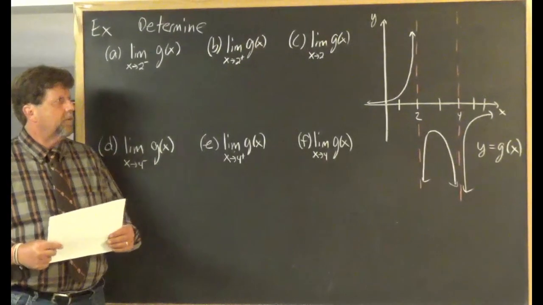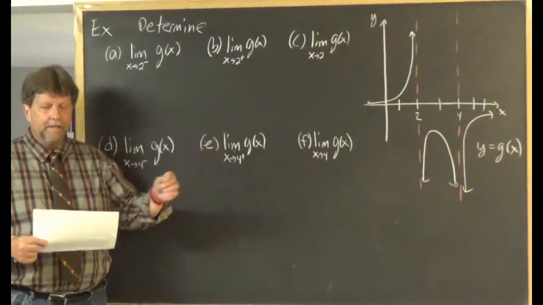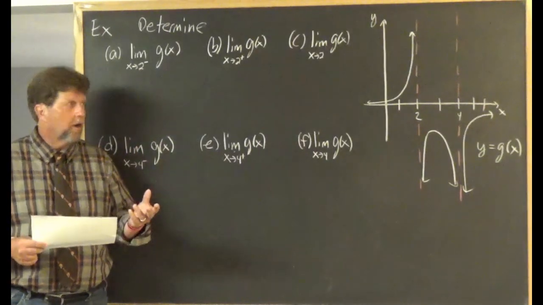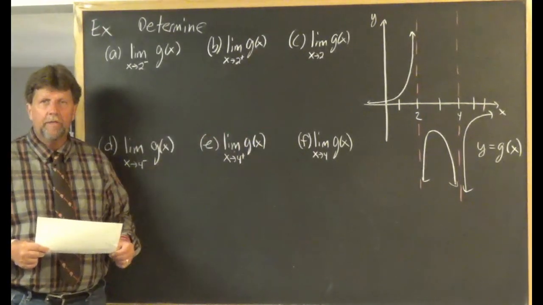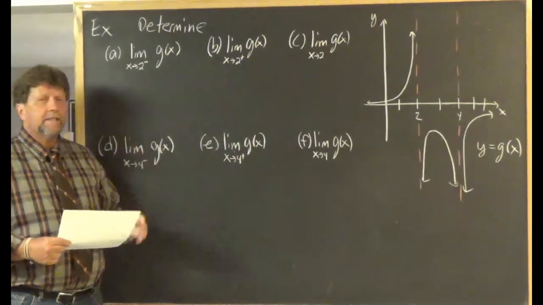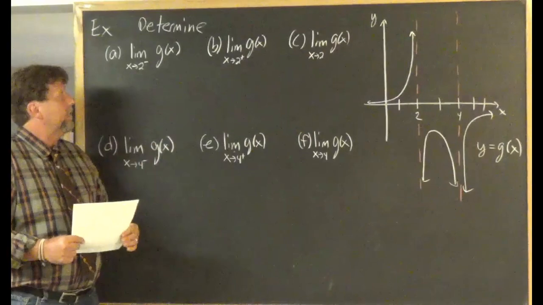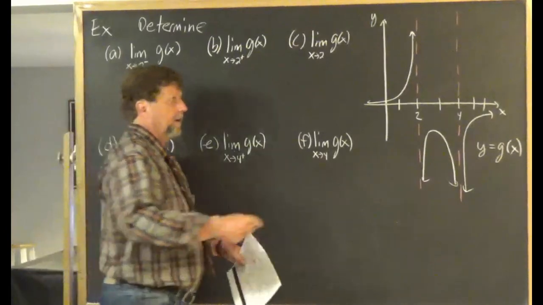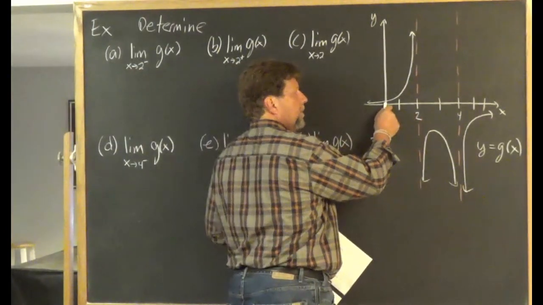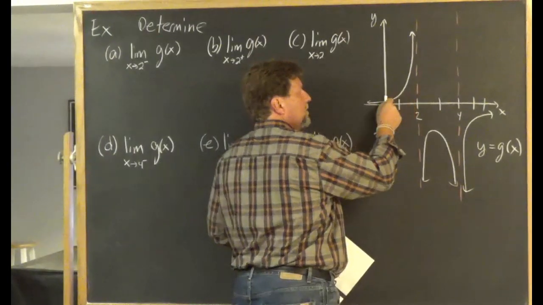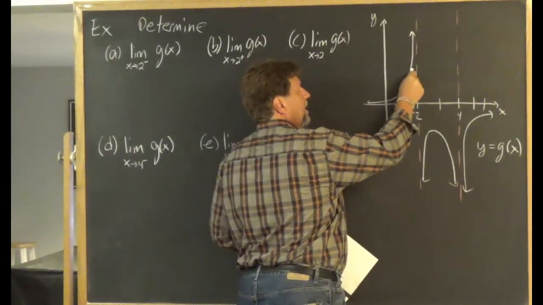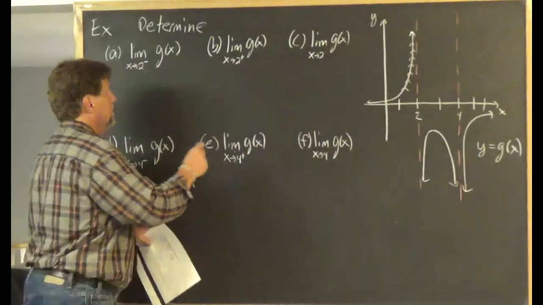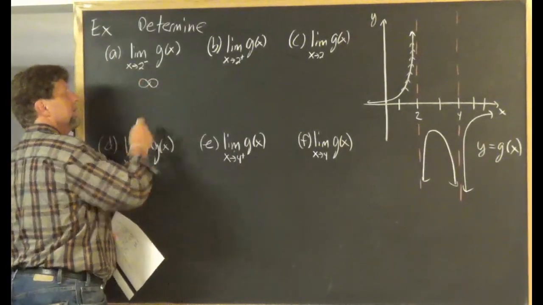Hey folks, in this example, we were given the graph of that function, g of x. We were also told there were vertical asymptotes at x equals 2 and at x equals 4, and I've put those in there with the red dashed lines. And we're supposed to analyze the following limits. So part A, the limit as x approaches 2 from the left side of g of x. All right, so here's x equals 2, so we're approaching 2 from the left side, and as we do that, it looks like the function values are increasing without bound, so we would say the limit is infinity.